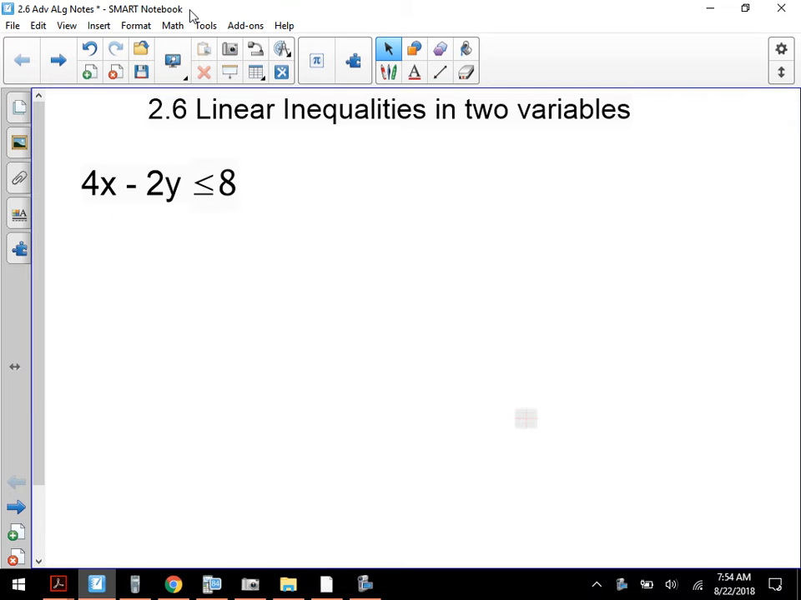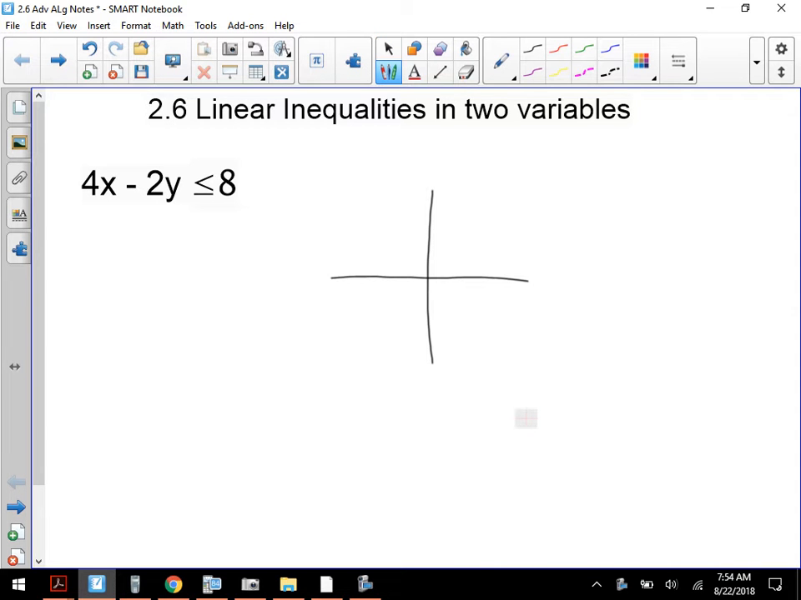First thing I would do here is just draw an XY grid. Pretty simple. Doesn't have to be too big, doesn't have to be too small, just something off to the side because you don't want to waste too much space. And what were the rules for getting my zeros and stuff? What did I have to do?